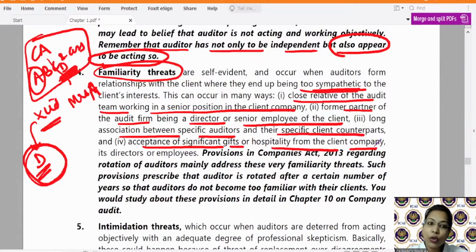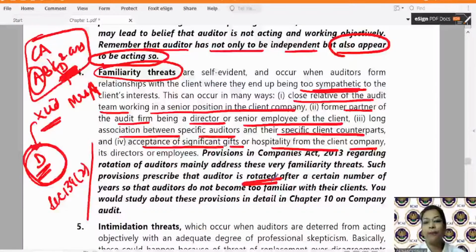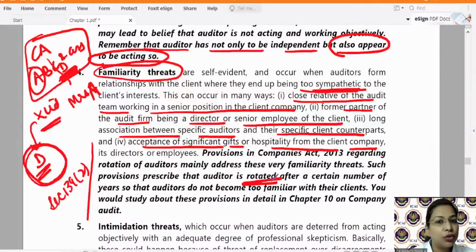And students, in order to avoid this threat, you will read in your Companies Act chapter number 10, section 139, subsection 2, that there is a concept of rotation of auditor. An audit firm can be appointed only for a certain time period, after which there needs to be a cooling period of 5 years, a break of 5 years is compulsory. Same way with respect to an individual proprietorship firm. Okay? We will be discussing this in chapter number 10. But I hope you are able to understand how you can safeguard against familiarity threat. And the last threat is intimidation threat.